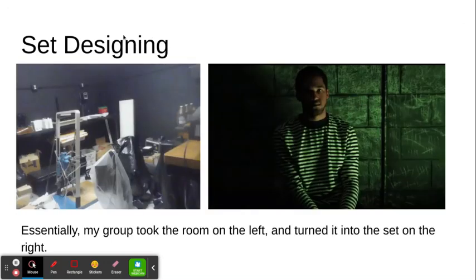Here you see essentially what my group did: we took the room on the left and turned it into the set that was used in the film on the right. It certainly was a project. It was a lot of work. We got a little creative with some parts of it, but overall I feel like that is where I learned a lot, just creating the set and all that.